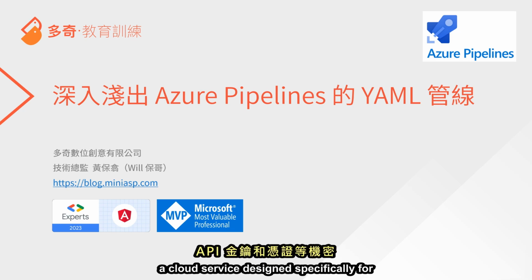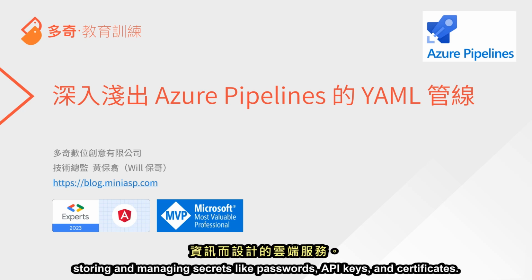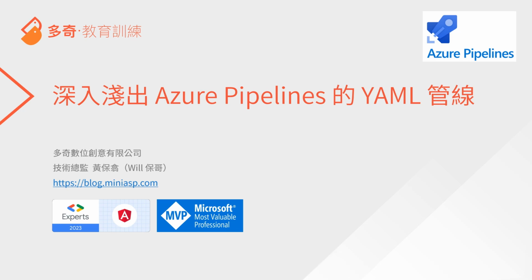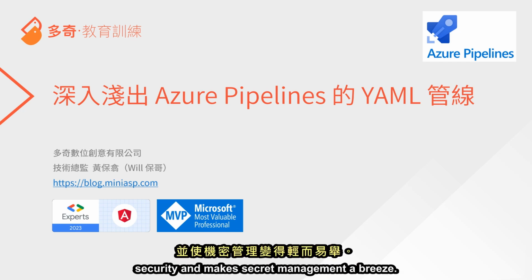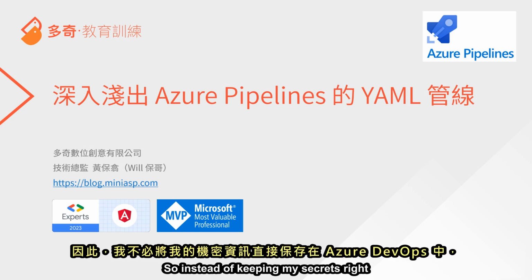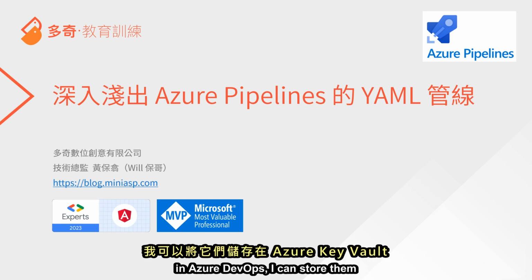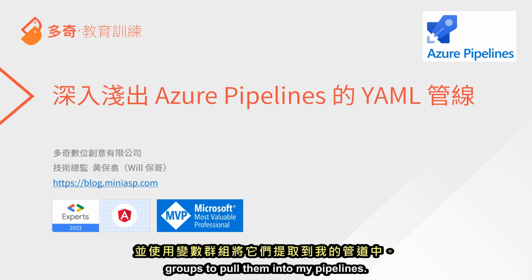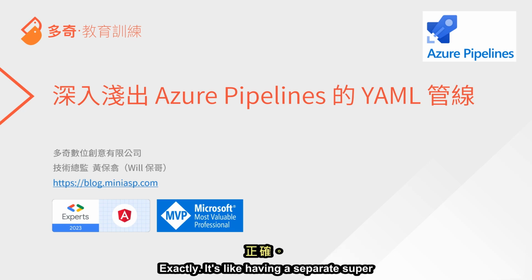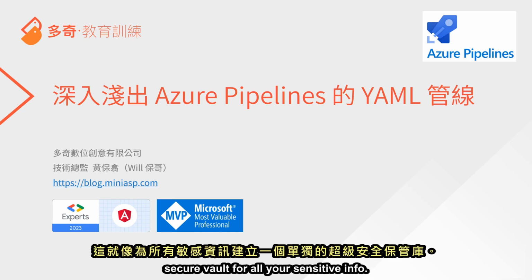Azure Key Vault is a cloud service designed specifically for storing and managing secrets like passwords, API keys, and certificates. Linking your variable groups to Key Vault adds that extra layer of security and makes secret management a breeze. So instead of keeping my secrets right in Azure DevOps, I can store them in Azure Key Vault and use variable groups to pull them into my pipelines. Exactly. It's like having a separate, super secure vault for all your sensitive info.